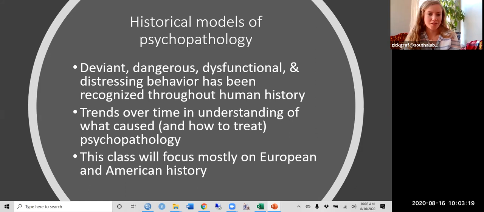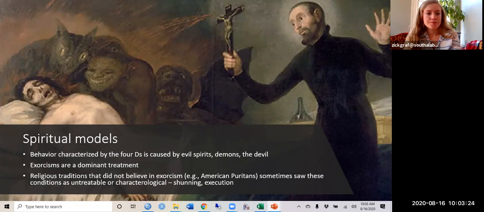So first, we're going to cover spiritual models, which basically suggest that behavior characterized by the 4Ds is caused by demons or evil spirits, ghosts. It could be caused by a problem with the individual's soul. So historically, when there's a spiritual understanding of psychopathology, there's usually a spiritual treatment, and exorcisms have been a dominant spiritual treatment.